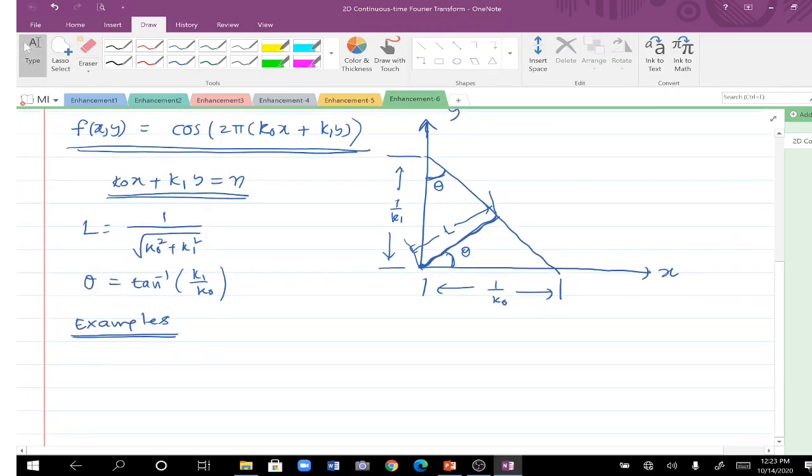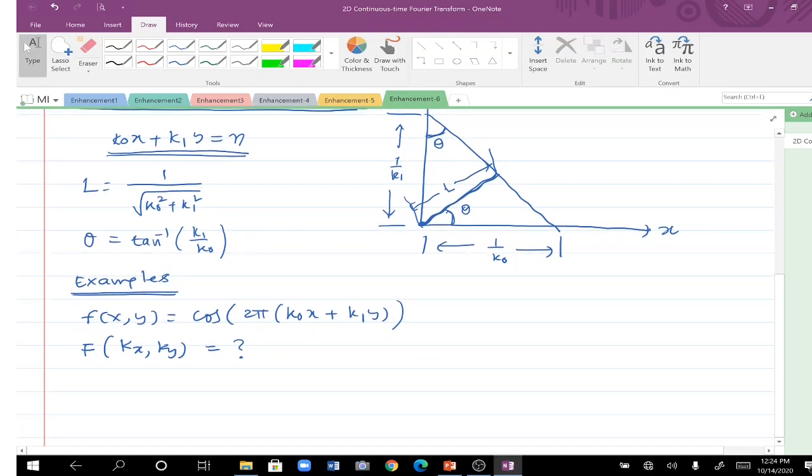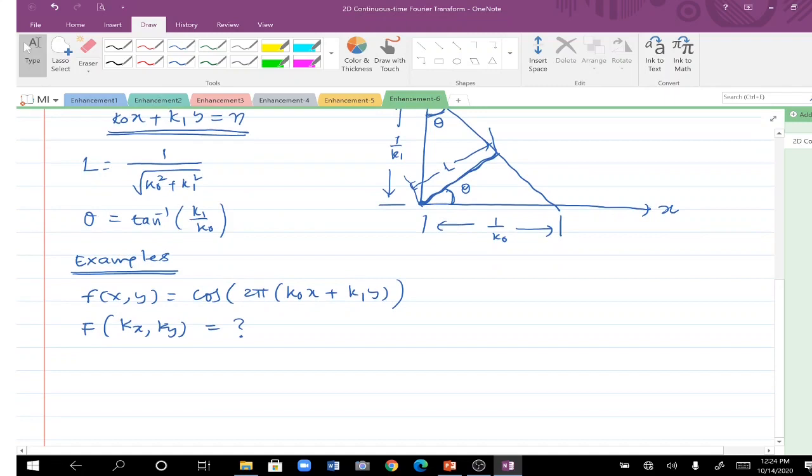For example, you take f of x comma y being equal to the same one I have written there, 2 pi into k naught times x plus k1 times y. So far what we did is we got an understanding of how that function would look. Now what we'll try to do is compute the two-dimensional Fourier transform of this function. Please pause the video here, work it out, and then cross-check that with whatever I am going to do right now. So how is this solved?